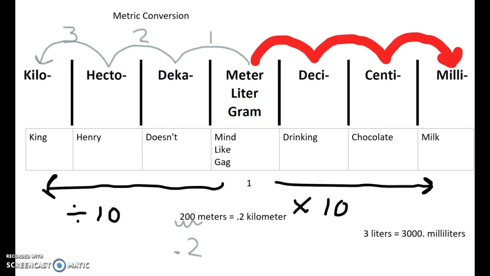So this told us the letters that went there, and if you got to deca and deci, you would just have to remember what those were as far as doesn't and drinking. But if you had meters, this would be King Henry doesn't mind drinking chocolate milk. If you're working with liters, this would be King Henry doesn't like drinking chocolate milk. And then grams would be King Henry doesn't gag drinking chocolate milk. And we will go over this some more during our class time on Tuesday.